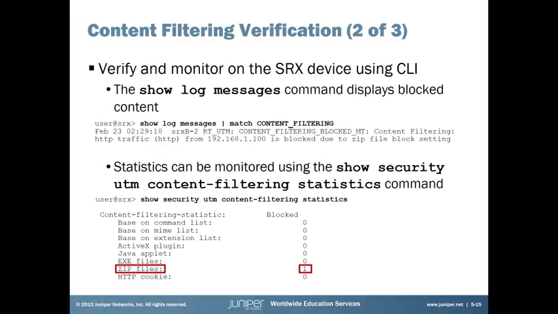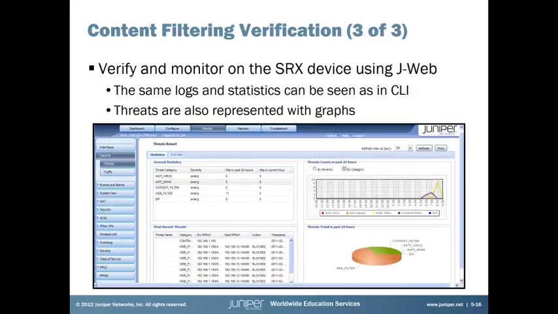From the CLI, we're going to take a look at the messages file, and we can match content filtering, and we'll see what's come up in that. And show security UTM content filtering statistics will give us a look at what's happening with that as well. Here we are, and we see we've blocked a zip file. So this does not require a license. It's a fairly blunt instrument when it comes to blocking web content.